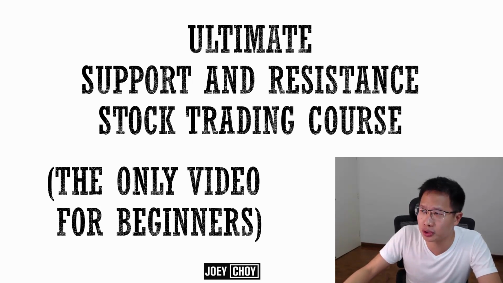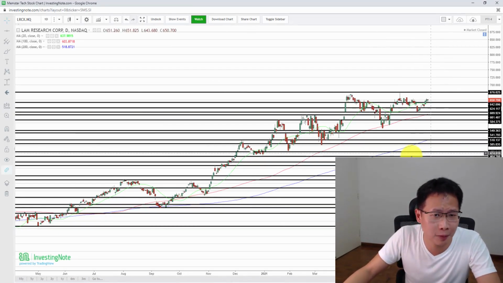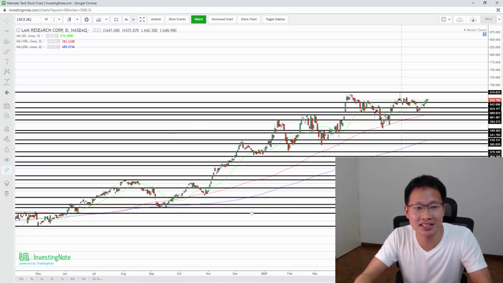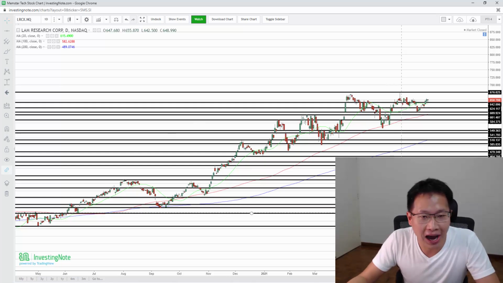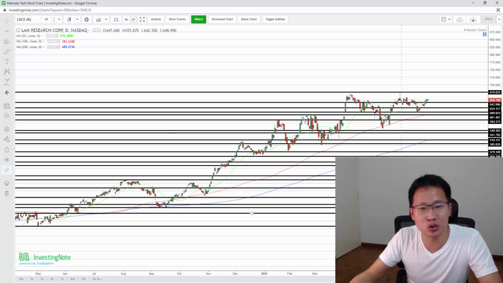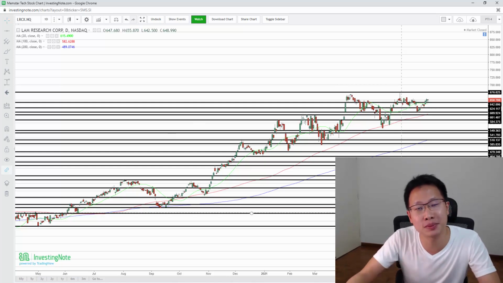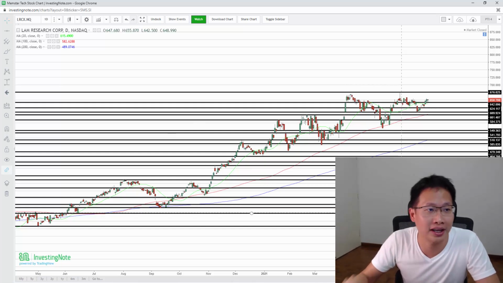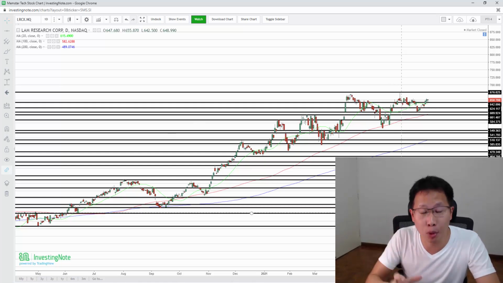And let me just show you this diagram right over here. It's a chart, and most people draw support and resistance like this. Look at this number of lines on the chart, and how do we actually know what to do with so many lines? This is what most people do, because if there are just too many lines, you have no idea what to do. And in this very video, we're going to look at support and resistance.